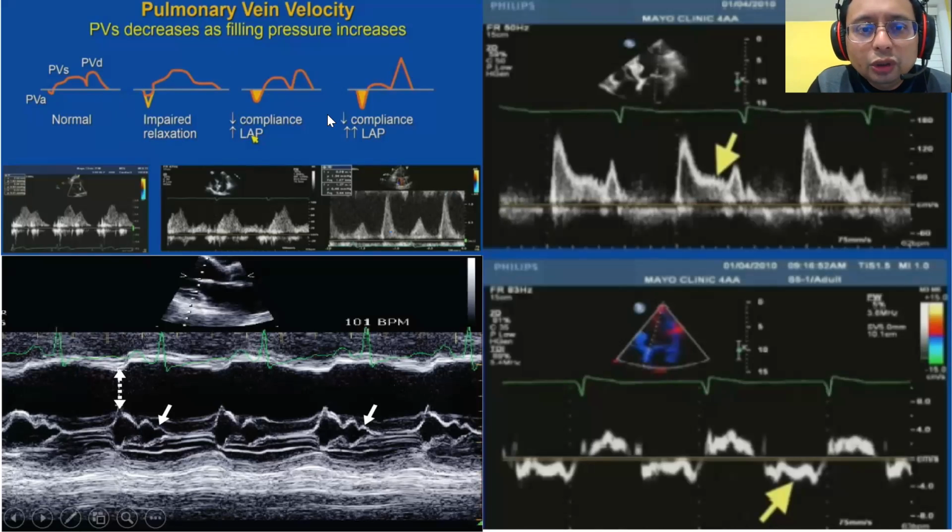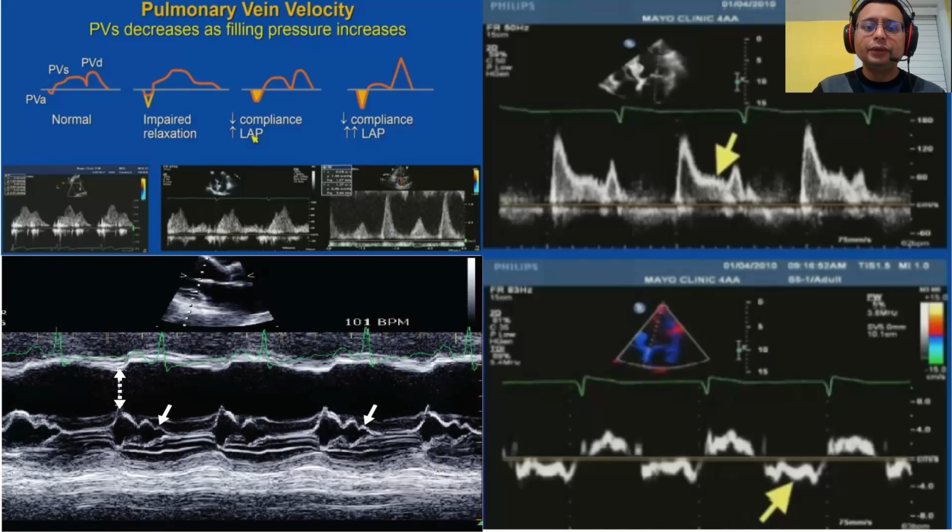Now, if we were to measure this reversal here, how many milliseconds, and you put a pulse wave at your mitral valve and measure the A wave duration of the mitral valve inflow, and you subtract this millisecond value from the pulmonary vein reversal, if it's more than 30 milliseconds, you have an increase in LV end-diastolic pressure. That is one of the surrogates for increased left ventricular end-diastolic pressure.